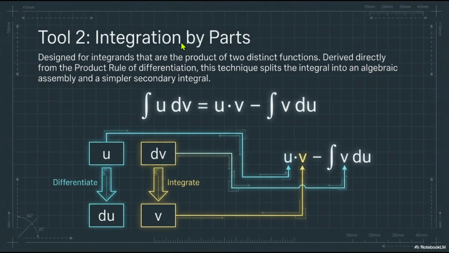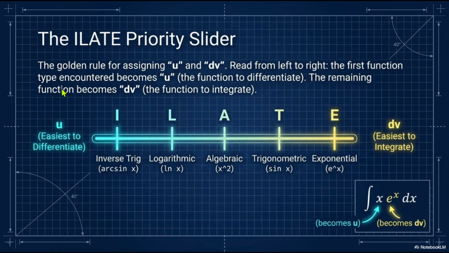And the tool 3, integration by parts. What is the formula? Integral of u dv equals u dot v minus integral of v dot du. It will be represented like this: u is chosen, then du, and dv, integrate with respect to get v. So u dot v minus integral of v dot du. In this way we can calculate.